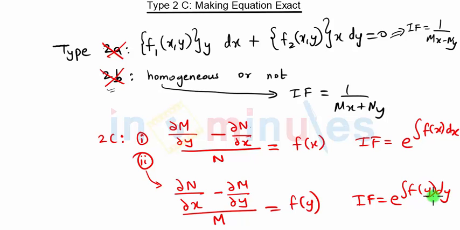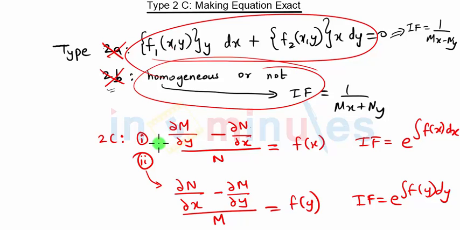So as you can see, if our equation is not exact, then we check whether our equation is in this form or in this form. If our equation is not in these forms, then we check for type 2C. In type 2C, we just subtract the partial derivatives. When we subtract N from M, we divide by N, and when we subtract M from N, we divide by M. It's just that the negative of N is divided by N, and the negative of M is divided by M.